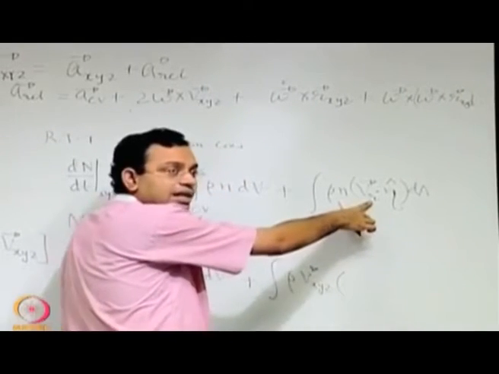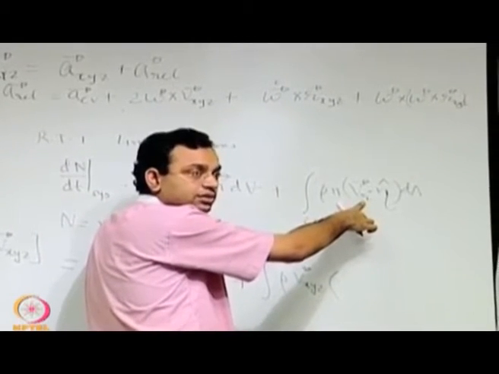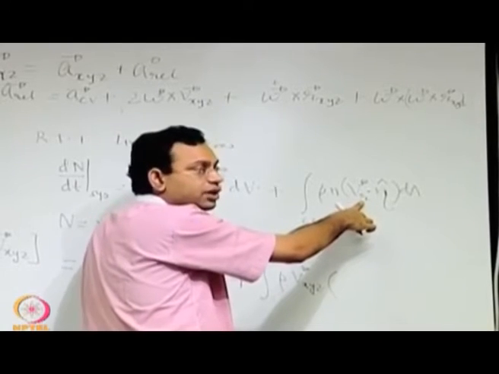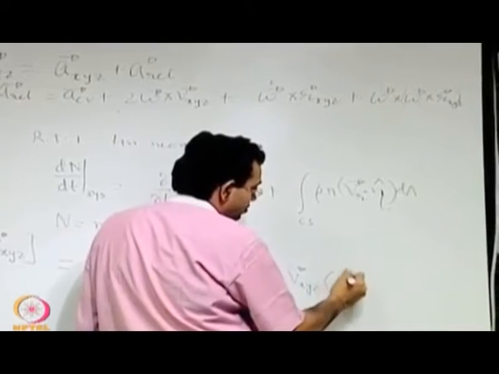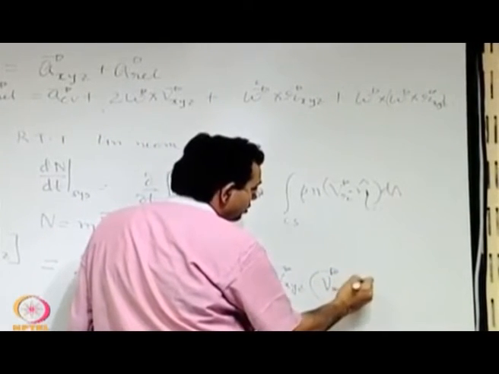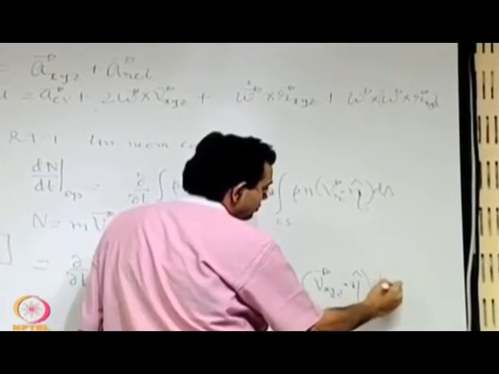We have to keep in mind that this V relative is nothing but V small xyz, that is the velocity of the fluid relative to the control volume. So this is V small xyz dot. Now let us devote our concentration on the left hand side.